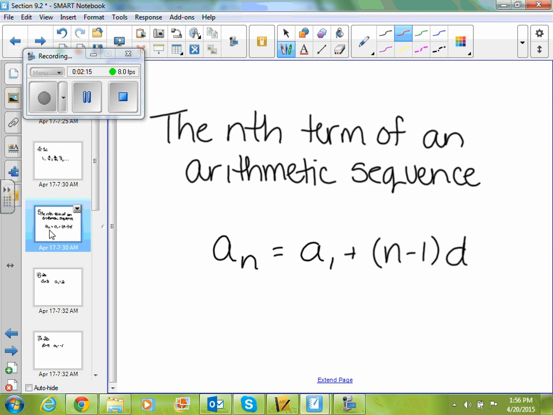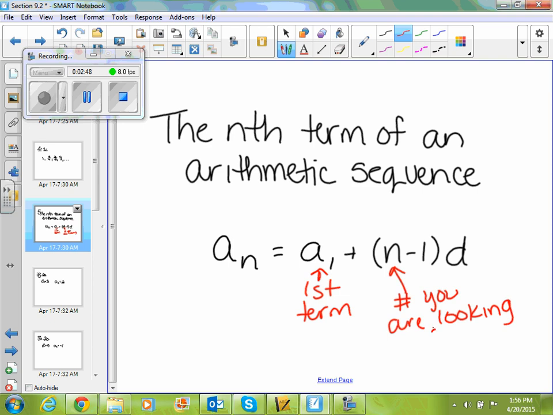Okay, and so previously on your last assignment we had you do this via guess and check. Today we're going to actually look at the formula for the nth term of an arithmetic sequence. Okay, so to find your nth term, a sub n is equal to a sub 1 plus n minus 1 times d, your common difference. Okay, so a sub 1 is your first term. N is the number you are looking for. And D is your common difference.